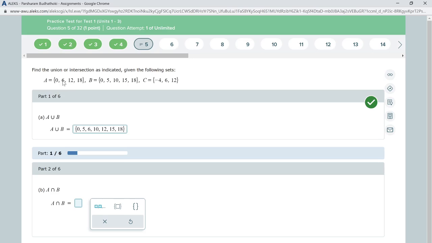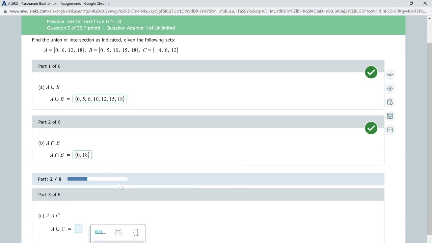Intersection means common things from A and B. As you can see, the common is 0 and 18. So 0, comma 18. And again, union of A and C, everything from A and C, which is negative 4, comma 0, comma 6, comma 12, comma 18. Everything from A and C.